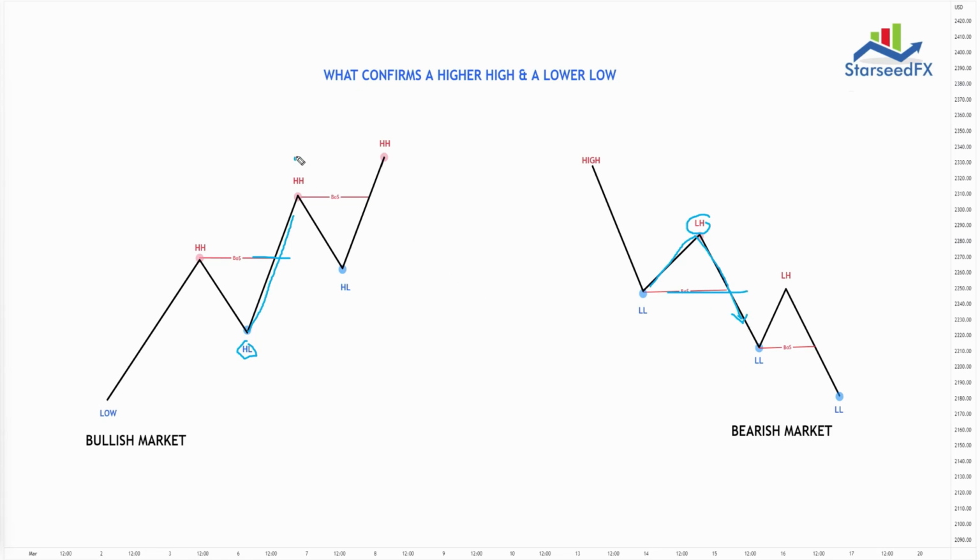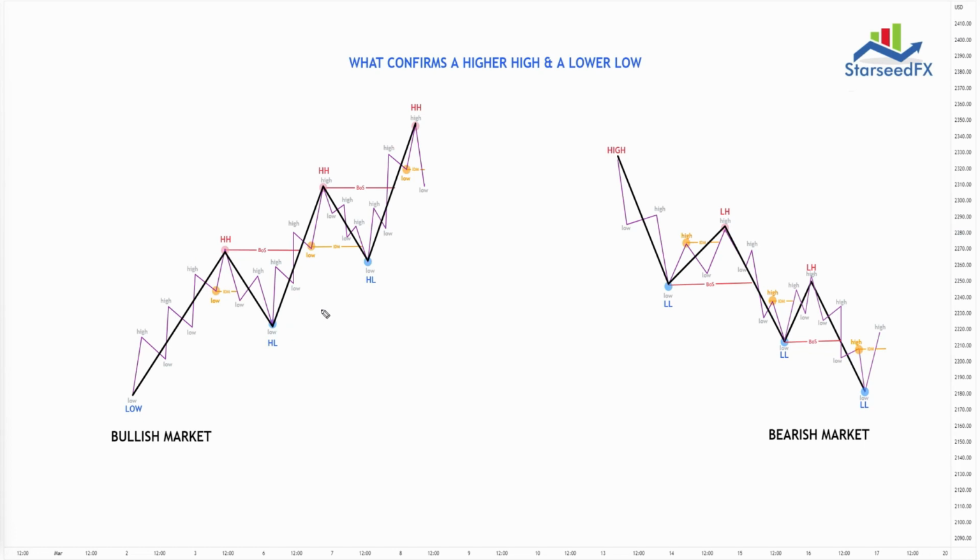Now, what confirms a high as a higher high? When the price moves to the upside and breaks the last high of the major structure, this break does not confirm the new high as a higher high. Instead, it confirms a higher low. A high is confirmed as a higher high only when there is a break in the minor structure to the downside. This first low break of structure from a minor structure is called an inducement.